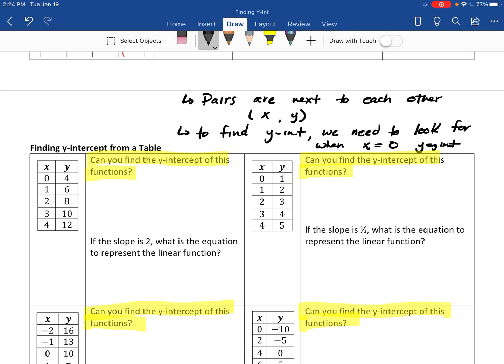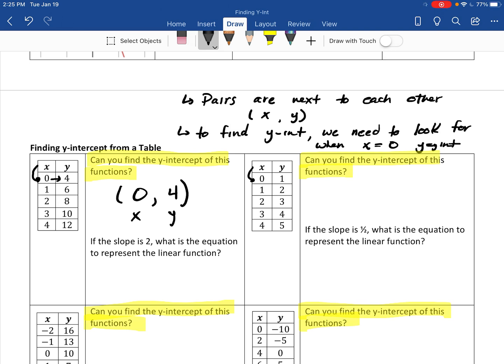So I'm going to look straight down my x's. We get lucky on this first one. The 0 is the first number. And remember, when we find y-intercept, x is always going to be 0. Straight across from 0 in this case will be 4. So my y-intercept is going to be 0, 4.